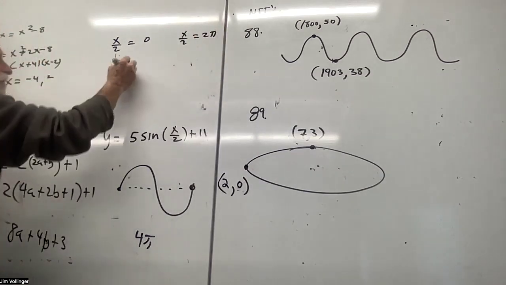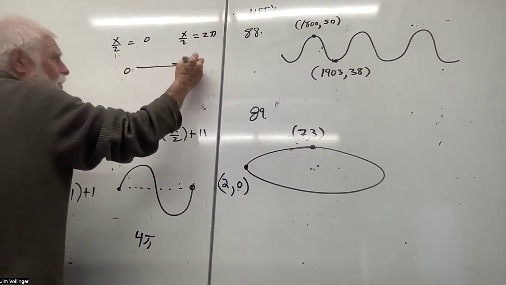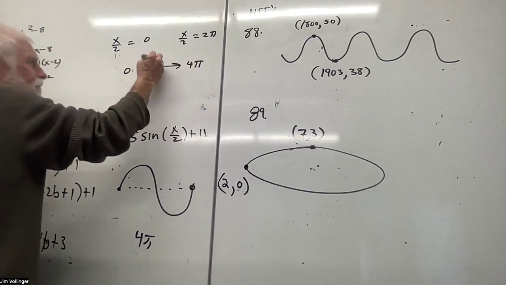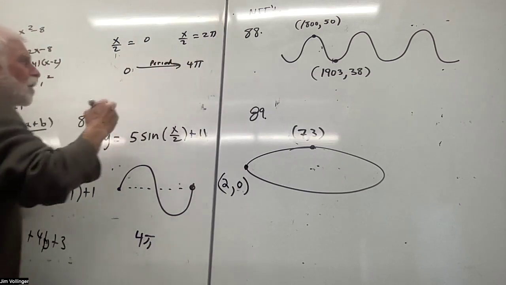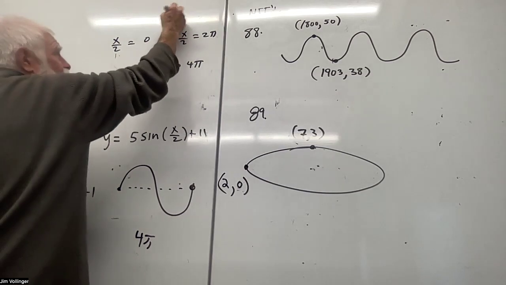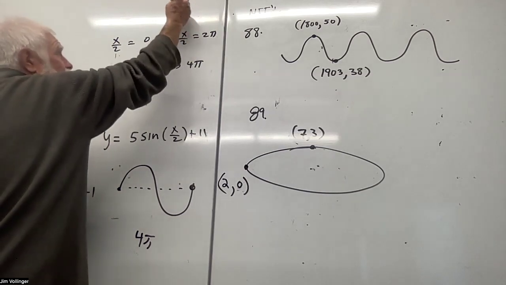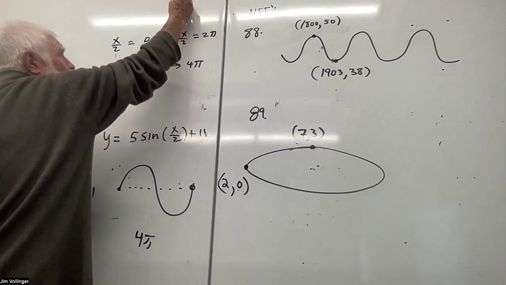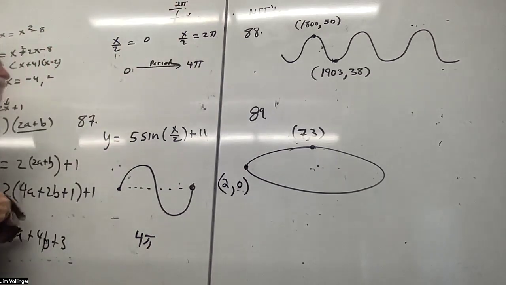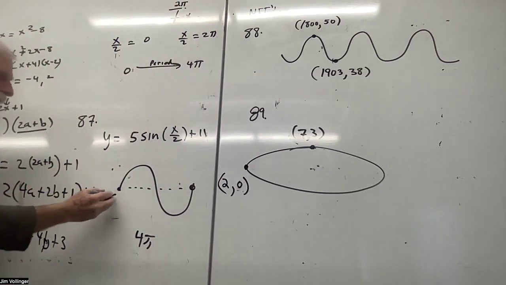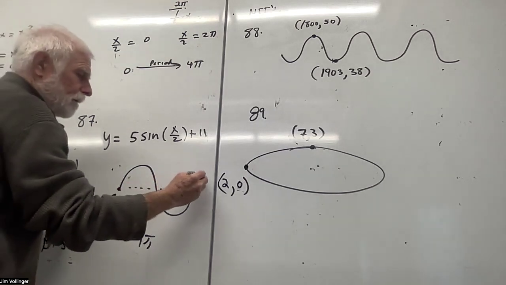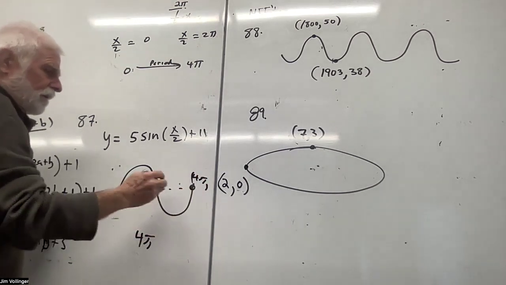All right, so that gives me 0, that gives me 4 pi, and that's the period. Now the shortcut to that is recognizing x over 2 is 1/2 times x, and taking that multiplier and dividing it into 2 pi. Okay, so hope you can see 4 pi. So this is 0, this is 4 pi. And that gets me a height of 11.